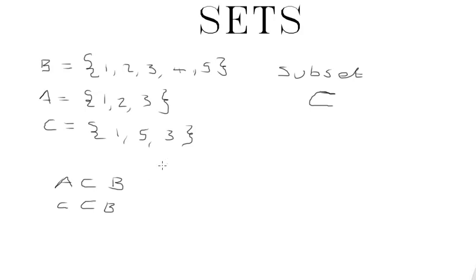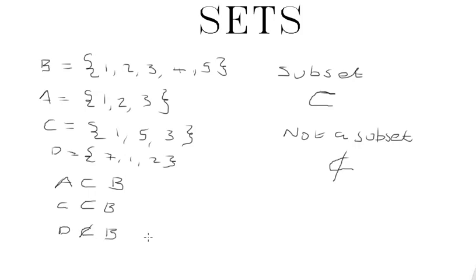Similarly, we also have a symbol which represents not a subset. The symbol for not a subset is simply this same C that has been cancelled. So if I was to include another set, set D, and set D is equal to 7, 1, 2. Is set D a subset of set B? Well, 1 is there, 2 is there, but 7 is not there. So set D is not a subset of set B. To write this statement down mathematically, we would write D, with the cancelled subset symbol, B. And this simply means D is not a subset of B.